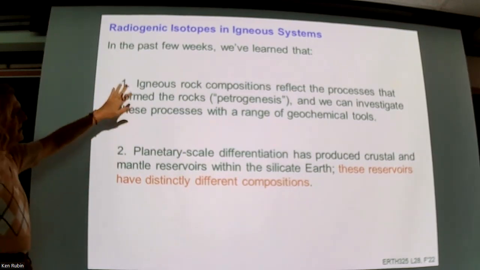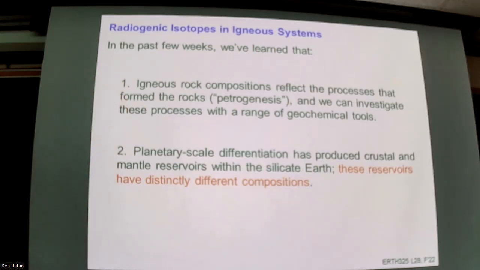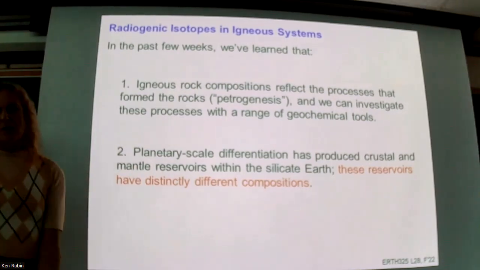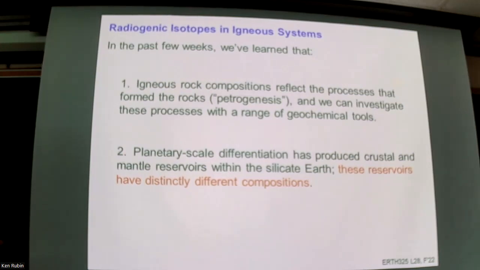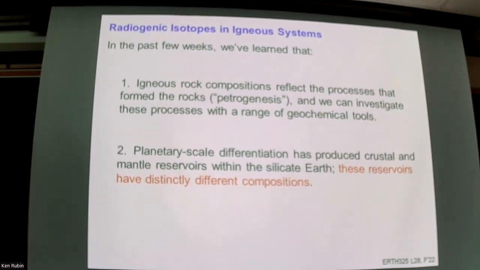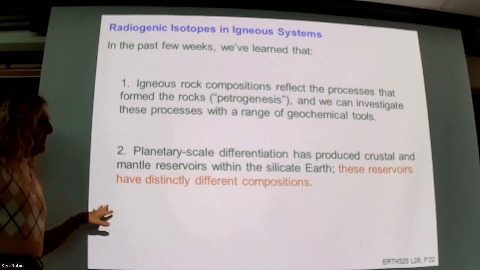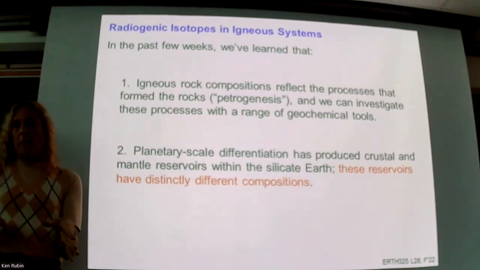Okay, so a couple things that I just kind of want to remind you about. We've talked about how igneous compositions reflect a whole slew of processes. What's the metal made of? How does it melt? How does it crystallize? What does it interact with along the way? We've also talked about the process of planetary differentiation, right? Okay, we start with a chondritic earth. That gives us some assumptions for some of our elements. How did that happen? When did that happen? And how might that affect some of the isotopes and the isotope systems we use? Some of them are affected by that more than others.